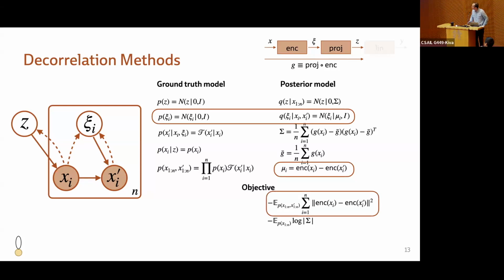Okay, now what we can show is that if we look at the prior and the posterior, the two densities are two Gaussians, and the only difference between them is the mean value. We have a mean value that is given by the difference between the two encodings, and this difference should be as close to 0 as possible. And so we can express this distance in terms of KL.